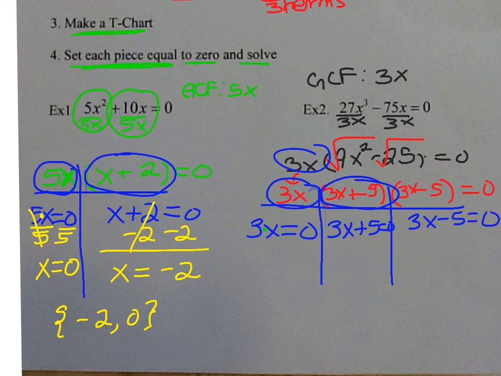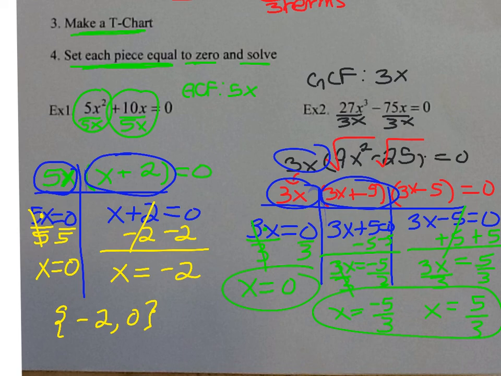Solve each one. Divide by 3. X equals 0 here. Minus 5 on both sides. 3x equals negative 5. Divide by 3. X equals negative 5 thirds. Same thing here. We're going to add 5. So I have 3x equals 5. Divide by 3. X is 5 thirds. So that will always happen when you have dots. These will be the same. One will be positive, one will be negative. 3 answers: 0, negative 5 thirds, positive 5 thirds.